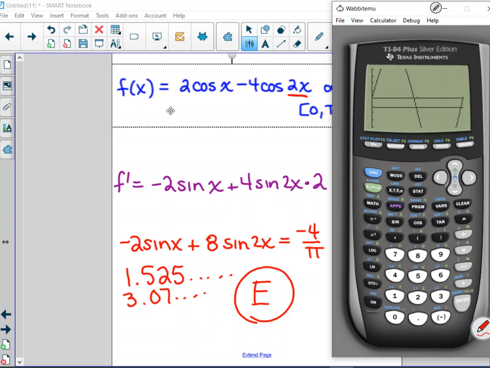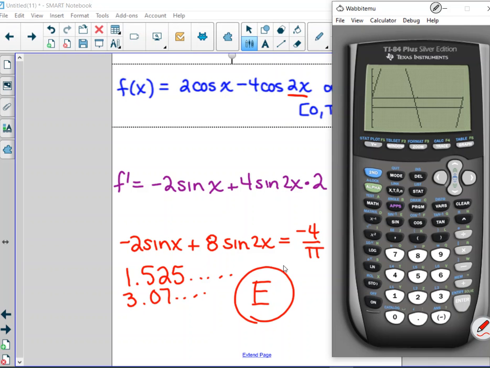Sometimes if you found a derivative, graph your derivative and then tell the calculator, hey, graph me the derivative of that function, and you can see if they're actually the same function. All right.